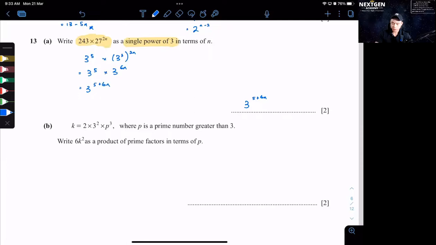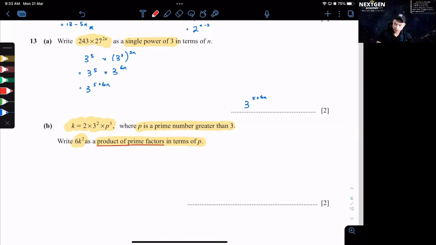k is equal to 2 times 3 squared times p cubed, where p is a prime number greater than 3. Write 6k squared as a product of prime factors in terms of p. The sentence might look a bit confusing, but let's just break it down. They say p is a prime number greater than 3. Write 6k squared as a product of prime factors. Product of prime factors means a prime factor times a prime factor times a prime factor, which will give me an expression of 6k squared.